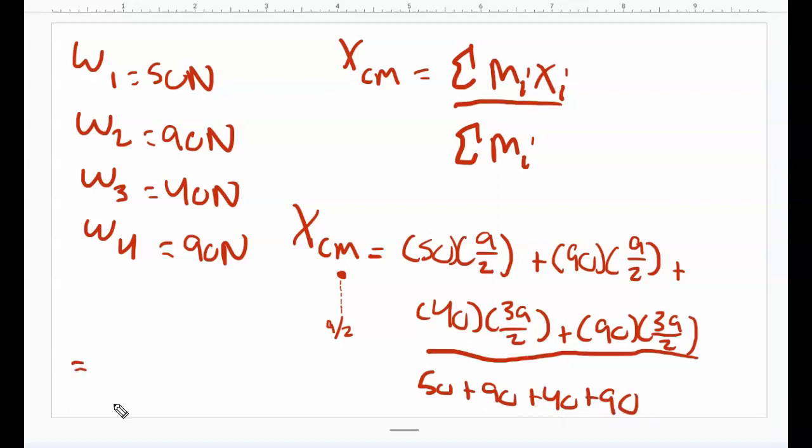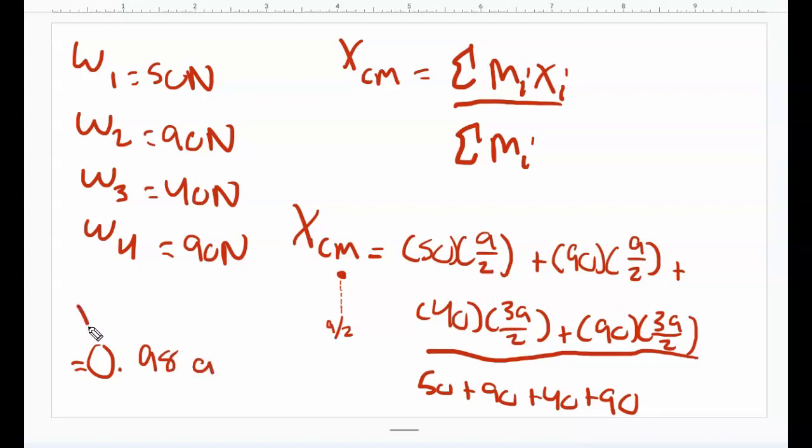And I type all of this into my calculator. Notice you don't know what A is, but the actual question asks you to answer in terms of A. So the fact that the A does not cancel out is fine. I'm going to type all of this into my calculator, ignoring the A's for right now. I have 40 times 1.5 plus 90 times 1.5, and then I'm going to divide by the bottom, which is 50 plus 90 plus 40 plus 90, and I get an answer of 0.98a.